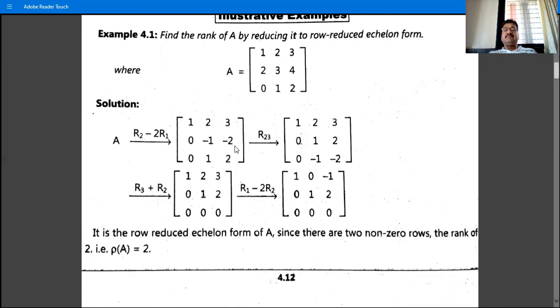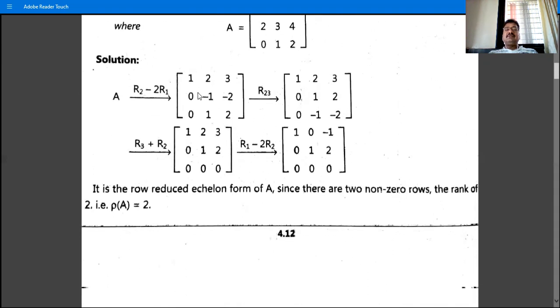We have this matrix. Then we have to reduce this minus 1 to plus 1. So the operation is either to multiply the second row by minus 1 or to interchange the third row and second row. We have R2, R3 like this. Then we have to reduce this minus 1 to 0. So R3 plus R2, and we have 0.